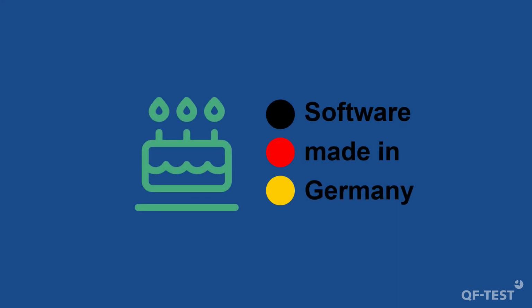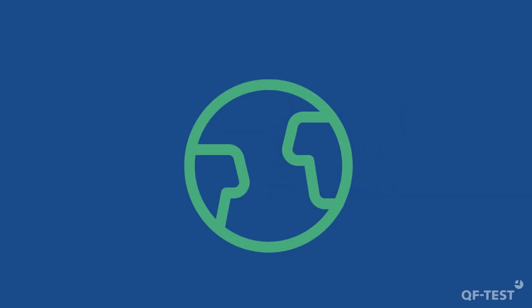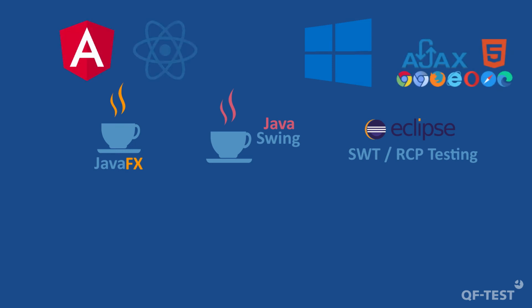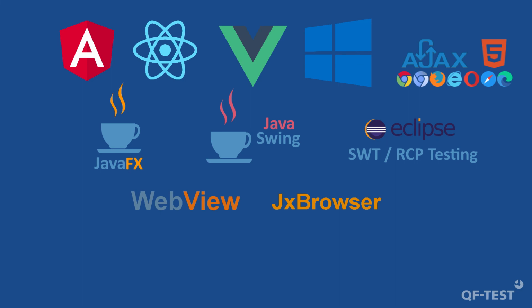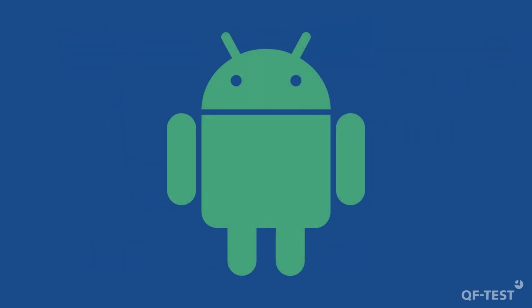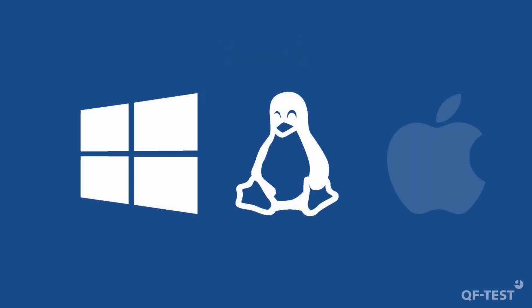QF-Test is a well-established product for automation of UI tests from Germany for 20 years. It is used by a wide range of national and international customers. It supports Java applications with Java Swing, JavaFX and Eclipse SWT, native Windows applications and web applications including modern frameworks like Angular, React or Vue.js. Hybrid applications with embedded browsers, especially WebView and JX browsers, or systems that display Java in the browser, such as WebSwing or JPro, and also Electron applications can be easily controlled. A new addition is the support of Android apps in emulators or on real devices. All this is possible across Windows, Linux and Mac OS operating systems.